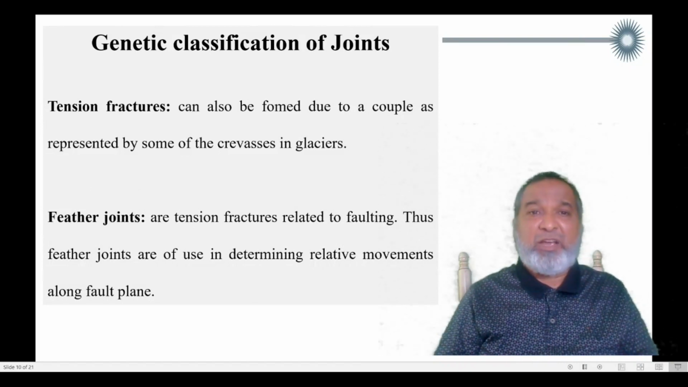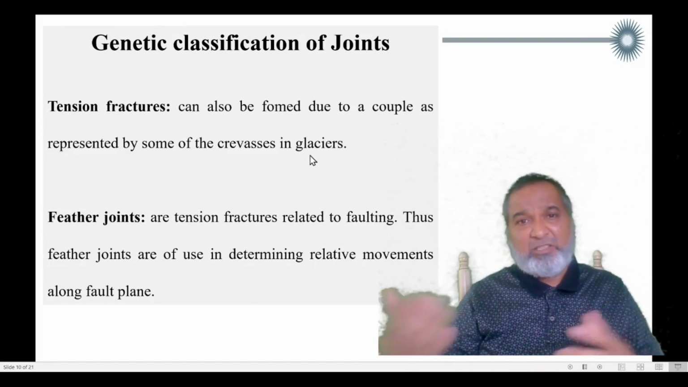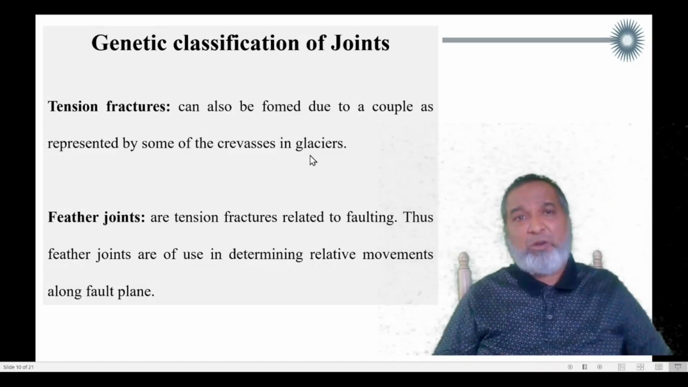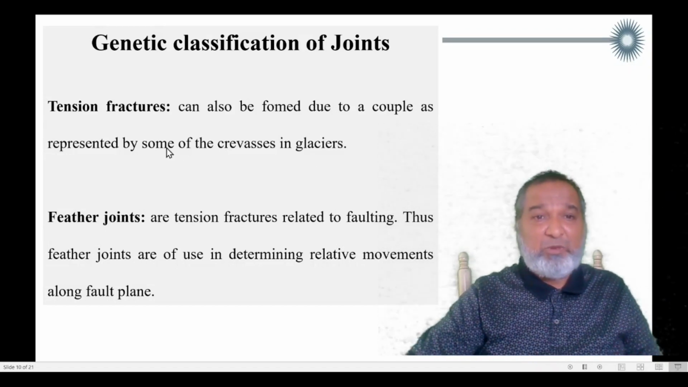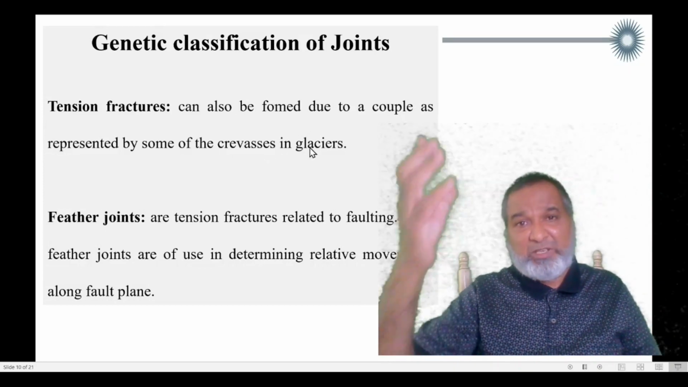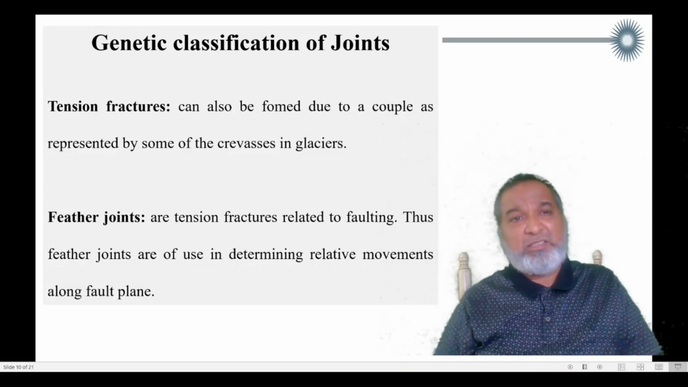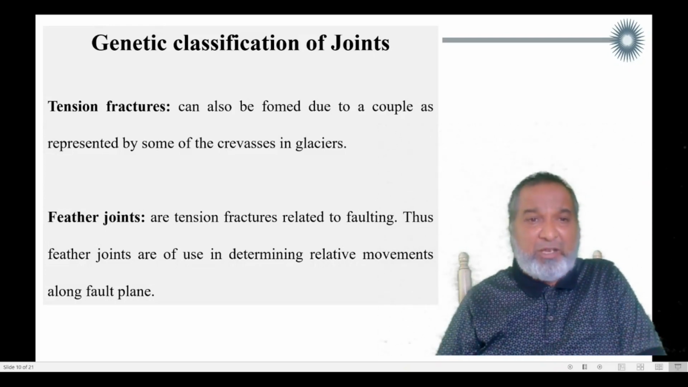Next one, tension fractures can also be formed due to a couple. Yes, this is the two couple will be there. They have been compressed together, and this will be represented by some crevices. The cracks which we see in a glacier in its path are the crevices. In those crevices, we are going to see the tension fractures.